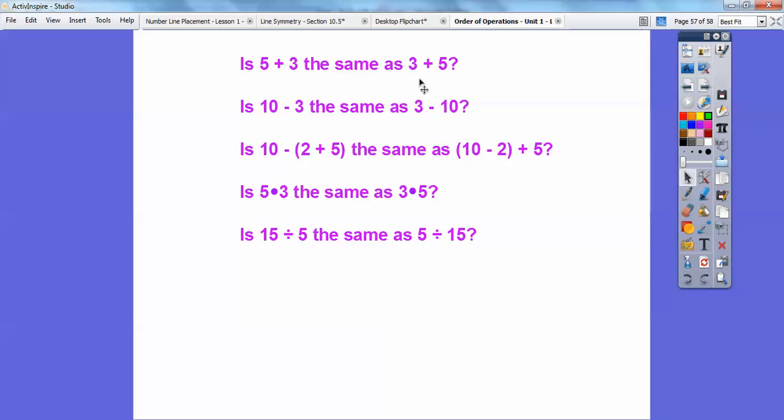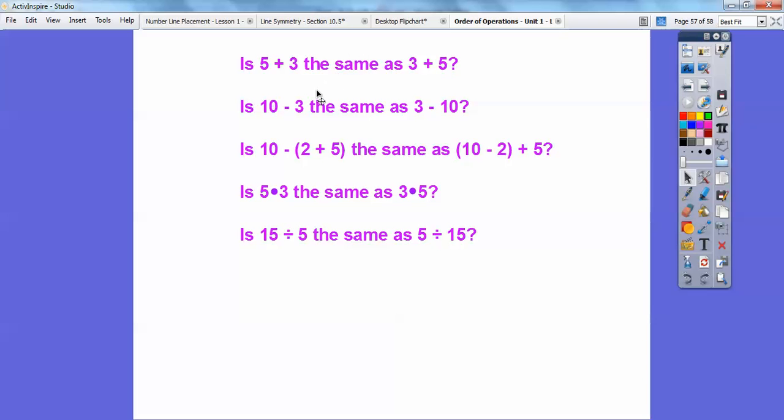Okay, so is 5 plus 3 the same as 3 plus 5? Well, 5 plus 3, you guys, is the same as 3 plus 5 because they both equal 8. And this is called the commutative property. The 5 and the 3 commuted over the addition sign. This is called the commutative property of addition. When I drive to school every day, you guys, I'm commuting to work in my truck. These guys are commuting over this addition sign. So 5 plus 3 is the same as 3 plus 5.